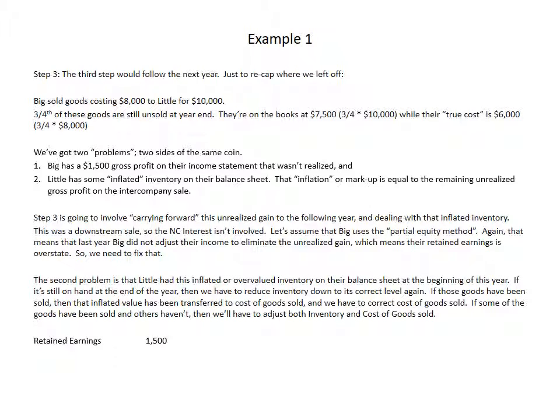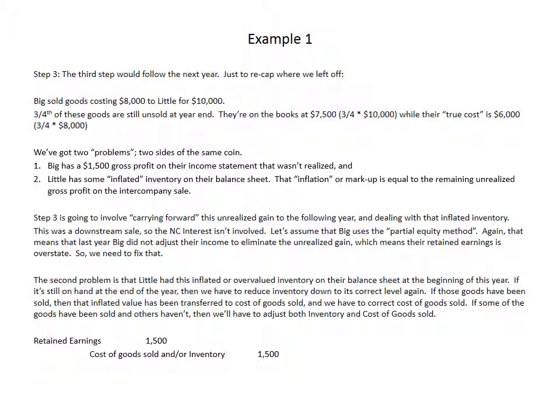The second problem is that Little had this inflated or overvalued inventory on their balance sheet at the beginning of this second year. Now if it's still on hand at the end of the year, then we have to reduce inventory down to its correct level again. If the goods have been sold in this second year, then that inflated inventory value has been transferred to cost of goods sold, and we have to correct cost of goods sold. If some of the goods have been sold and others still haven't, then we'll have to adjust both inventory and cost of goods sold.